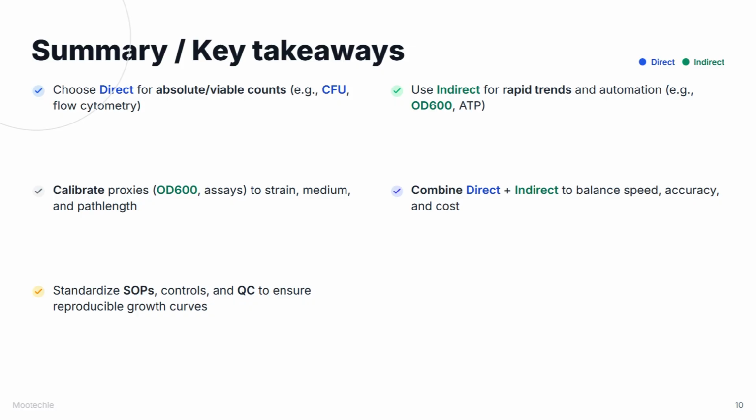Choose direct methods like CFU or flow cytometry when you need absolute or viable cell counts. Choose indirect methods like OD600 or ATP assays when you need rapid trends and automation. It's crucial to calibrate your indirect proxies to your specific bacterial strain, growth medium, and instrument path length. Always standardize your standard operating procedures, controls, and quality checks to ensure reproducible growth curves. For the best balance of speed, accuracy, and cost, consider combining both direct and indirect methods in your workflow.